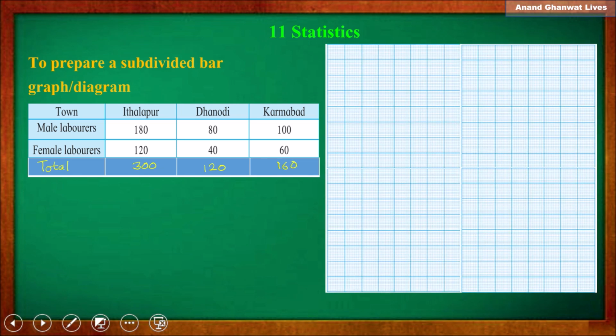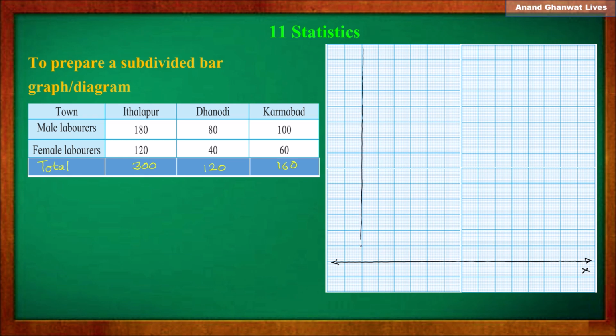For that, let us take this graph, and first we know that we have to draw the x-axis. So let us draw the x-axis here. Now let us draw the y-axis, and we know that the origin is 0 here.